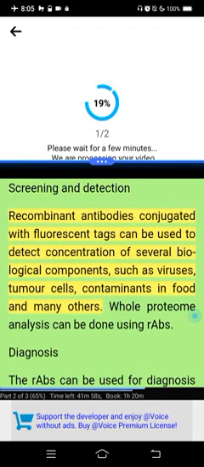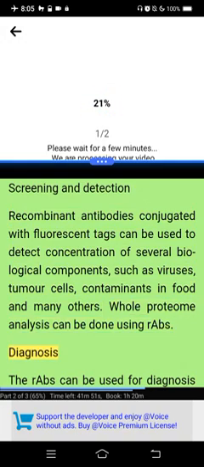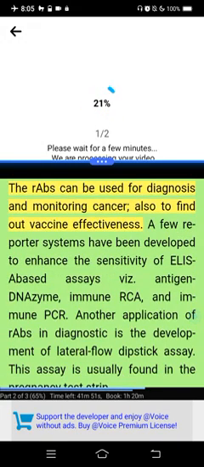Screening and detection. Recombinant antibodies conjugated with fluorescent tags can be used to detect concentration of several biological components, such as viruses, tumor cells, contaminants in food, and many others. Whole proteome analysis can be done using RABs. Diagnosis. The RABs can be used for diagnosis and monitoring cancer, and also to find out vaccine effectiveness.